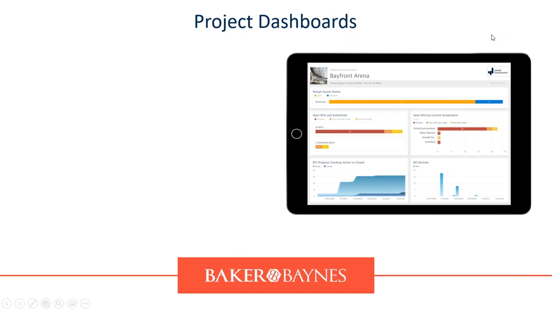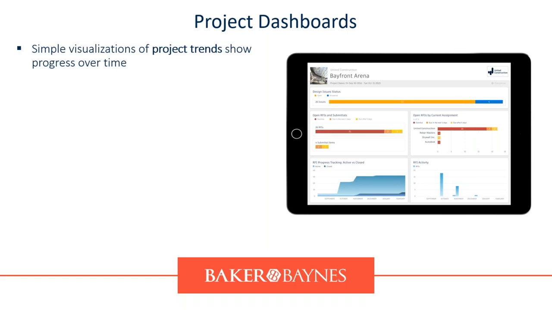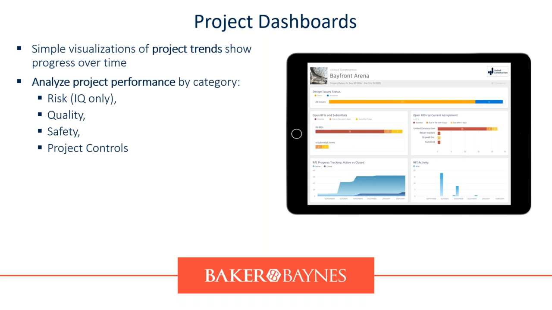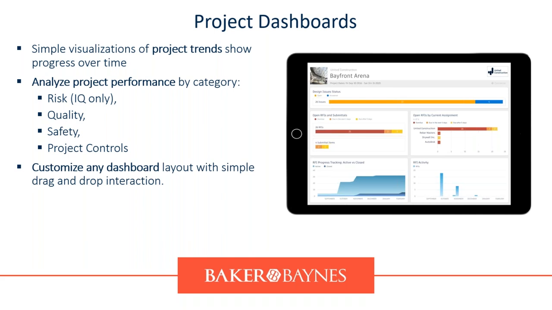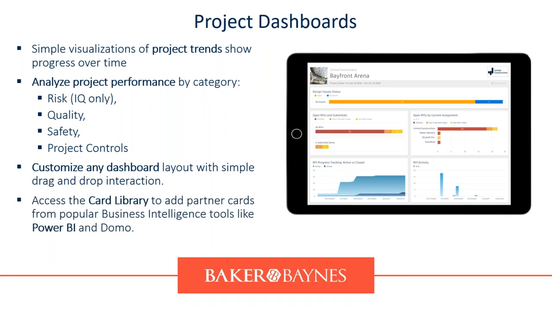Next up, from a project management point of view, you can see this in a report, and you can export that. There's project dashboards to make visualizing all of these different project trends a lot easier. So your quality, your safety, your project controls, you can all see within your project dashboard, either on your computer, on your mobile device, or on a tablet.